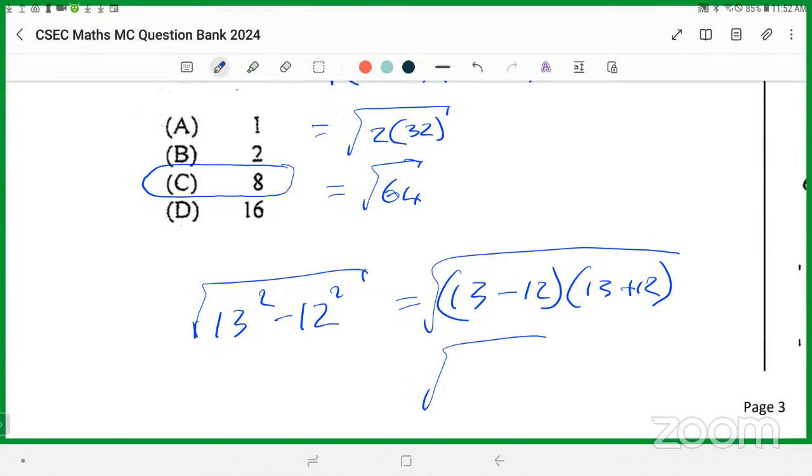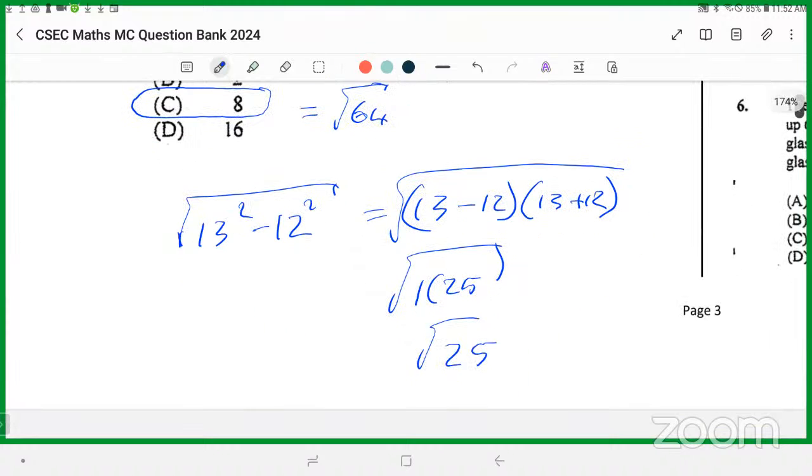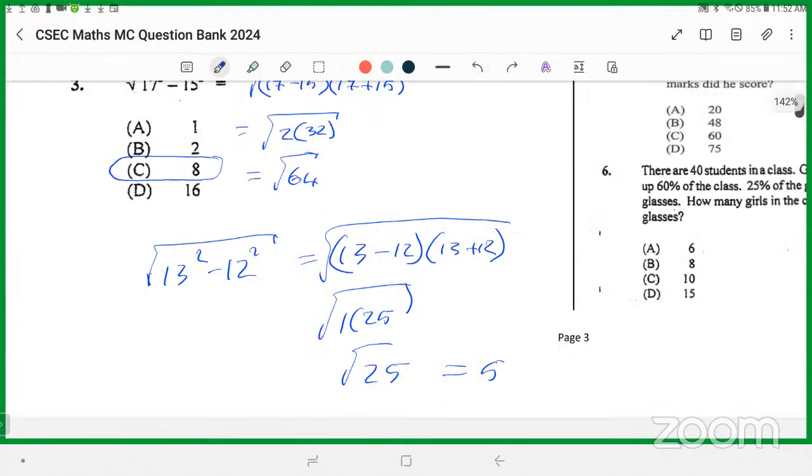So it will be the square root of 1 plus 1 times 25, which then becomes the square root of 25, which will be 5. Right? So this will be 5. They gave us that. All right.